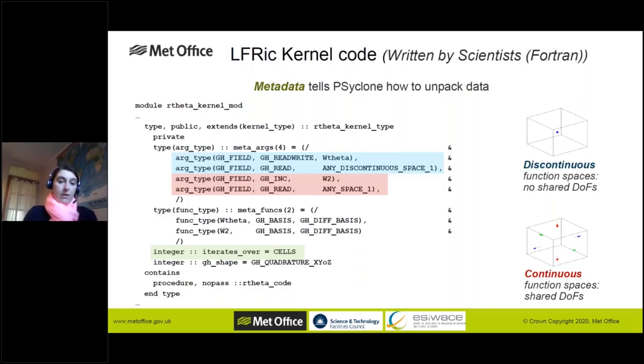The second metadata, gh-read-write-inc-and-read, shows whether a field's data is read from or updated. And as you can see, the first one simply says what the object is. In this case, it is field. And as Andy said before, the kernels are iterating, so Cyclone loops over cells in the layer to call kernels, and this is indicated here by the iterates over cells metadata.